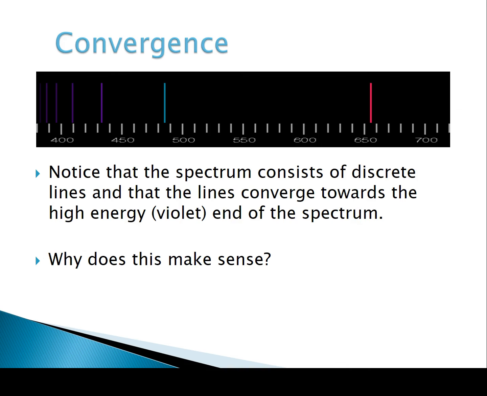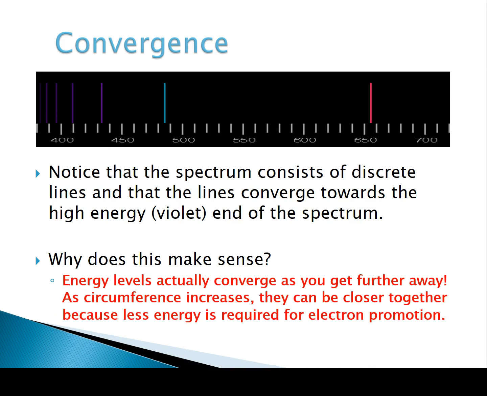All right, so convergence. Now, look at the spectrum we have here. Notice that as we move from the lower energy end of the spectrum to the higher energy end of the spectrum, the lines become closer together, or they converge. Now, why does this happen? Well, in real life, the energy levels in atoms actually do converge as you get farther away from the nucleus. As the circumference of the atom increases, the energy levels can become closer and closer together because less energy is required to promote an electron to a more excited state.